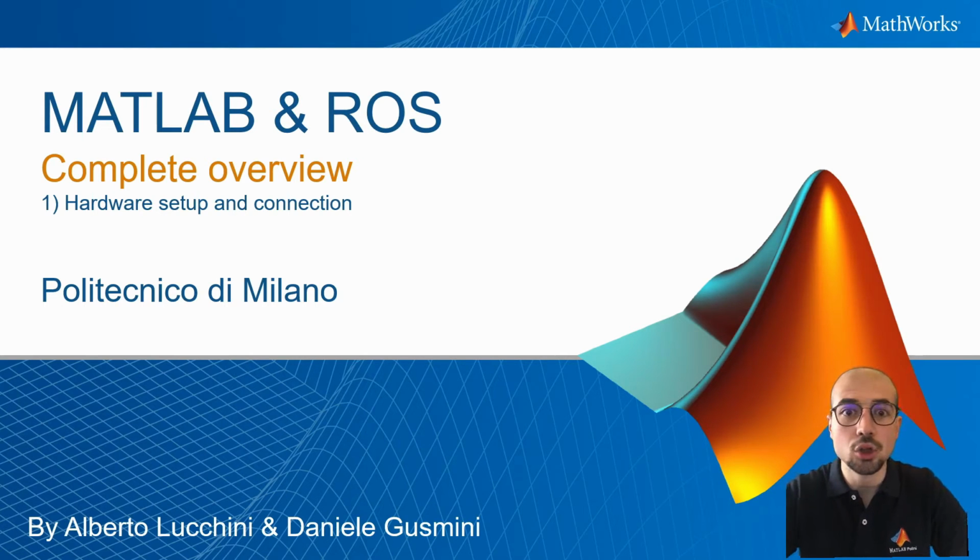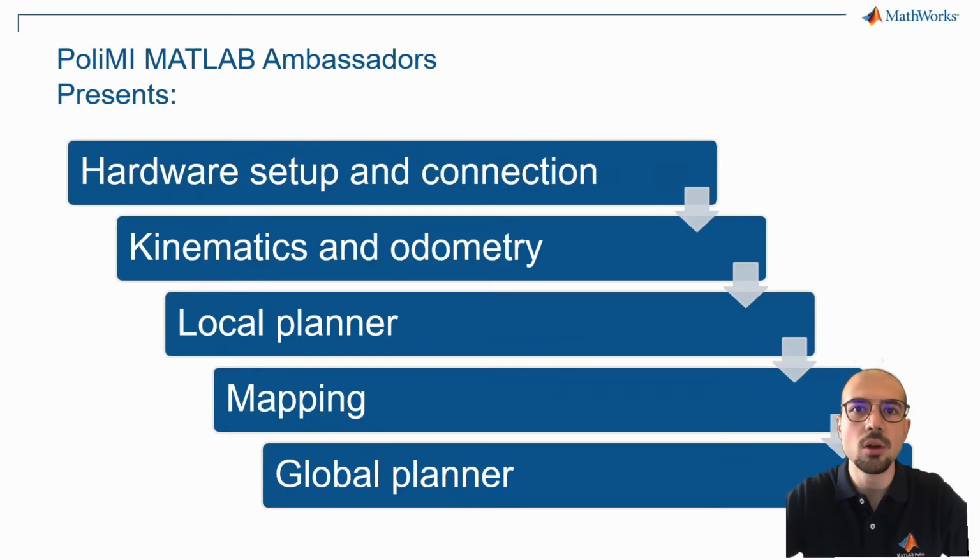Today we are going to show you, and in the future release, the MATLAB and ROS series. In particular, with this series we're going to speak about the hardware setup and connection between MATLAB and a robot, the kinematic and odometry using MATLAB for a mobile robot, the local planner, the mapping, so understanding what is the environment in which the mobile robot is, and the global planner in order to develop tasks for this robot.